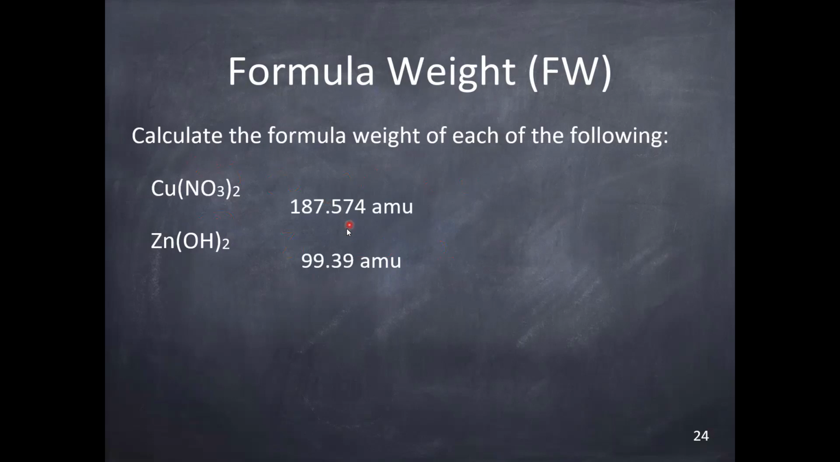And then again, depending on what periodic table you look at, you may see a slightly different answer just because the values on those atomic masses are going to be rounded to different digits. So sometimes you have 2 decimal places, sometimes you'll have 3. But depending on the periodic table, that's why you just may see slightly different numbers there.